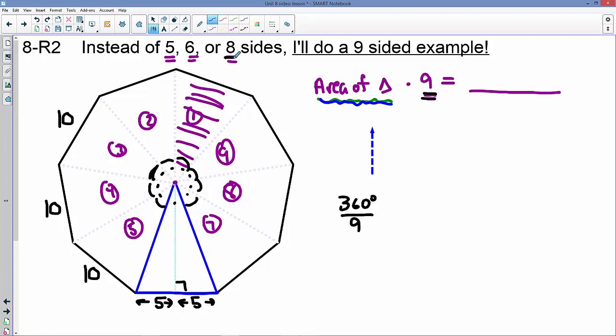If it was an 8-sided figure, divide by 8. If it's a 6-sided figure, divide by 6. And if it's a 5-sided figure, divide by 5. Now, other teachers may have taught you differently. I've also shown this to my class.